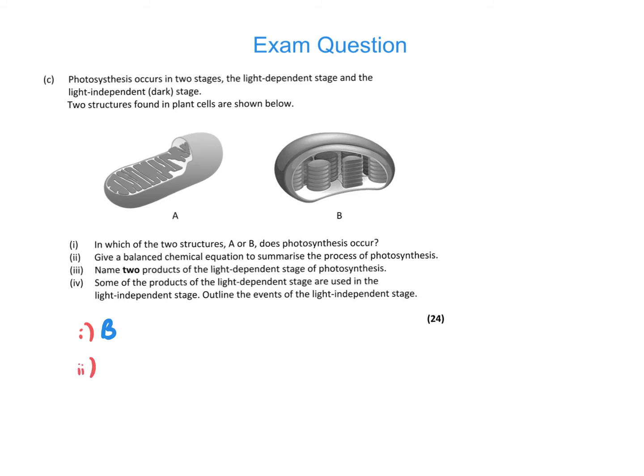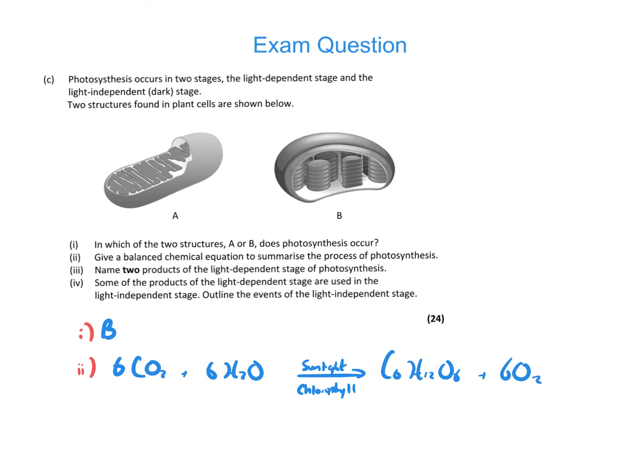2, give a balanced chemical equation to summarize the process of photosynthesis. Again, we're not going to go into the ins and outs of explaining how to balance it, but we do know now that it's 6CO2 plus 6H2O, that's 2 of the 4 requirements, sunlight is going to be absorbed by chlorophyll to form the food source, which is glucose, C6H12O6, and oxygen is going to be produced there as well, so plus 6O2.